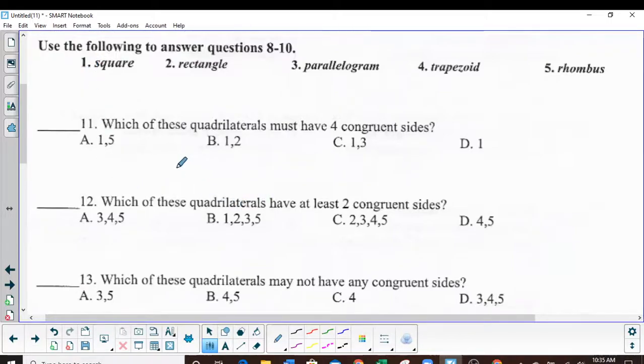I guess I can mark it right here. 1 has to have it. 2, no rectangle, no parallelogram, no trap, but yeah, to be a rhombus, you've got to have it. So that matches A.